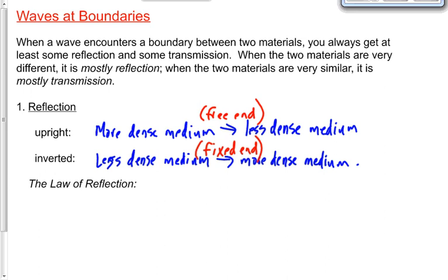What if it strikes at an angle? What if it hits the boundary not straight on like it did in the demonstration that we just did? What if it strikes it at an angle? You guys have all seen this before, not necessarily with waves, but with particles perhaps.